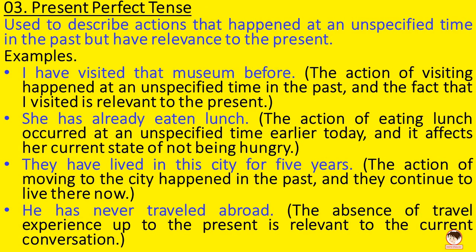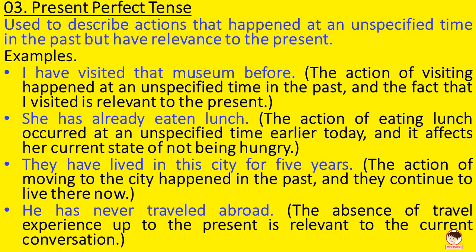Present perfect tense. Used to describe actions that happened at an unspecified time in the past but have relevance to the present. Examples: I have visited that museum before. The action of visiting happened at an unspecified time in the past, and the fact that I visited is relevant to the present.